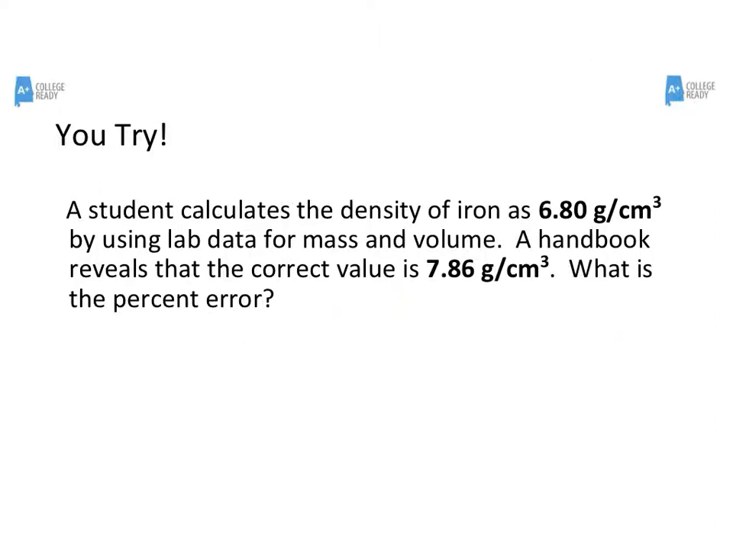So you try. A student calculates the density of iron as 6.80 grams per cubic centimeter by using lab data for mass and volume. A handbook reveals that the correct value is 7.86 grams per cubic centimeter. What's the percent error?